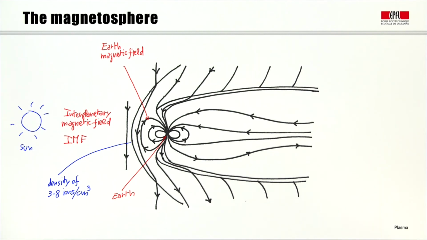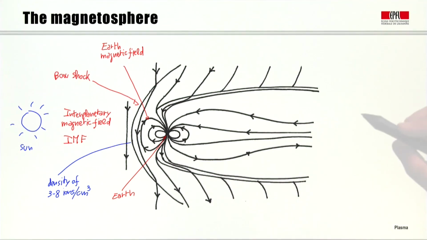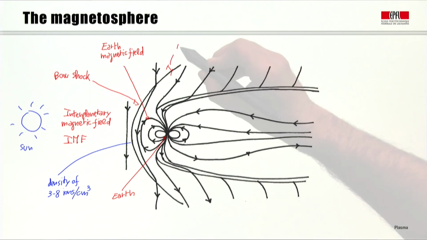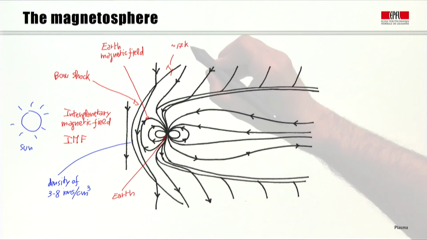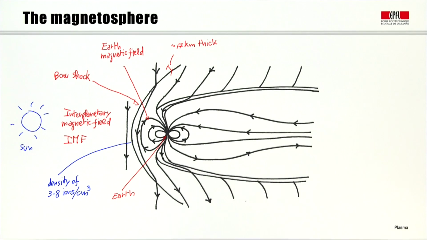When it reaches the Earth magnetic field, the solar wind, as we have seen, is usually supersonic, and the magnetic field of the Earth creates a magnetic obstacle which creates a shock front where the plasma becomes subsonic. This region is called the bow-shock region. The bow-shock region is approximately 17 km thick, and it is located at a distance of approximately 90,000 kilometers from Earth.